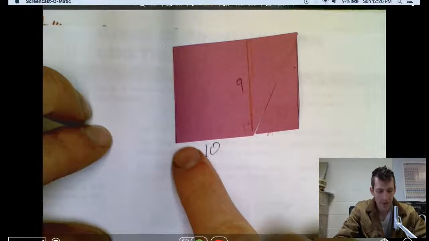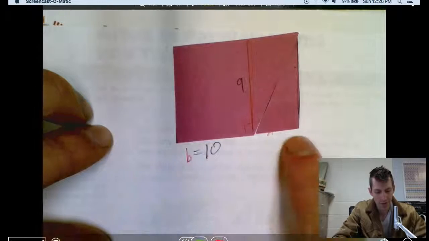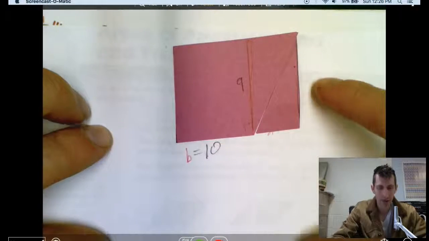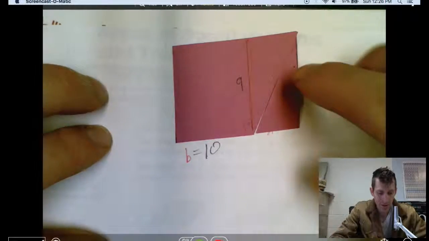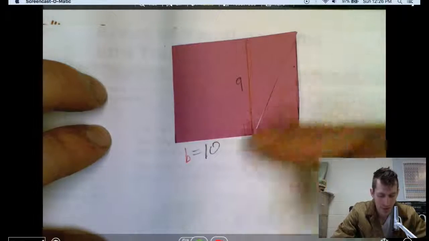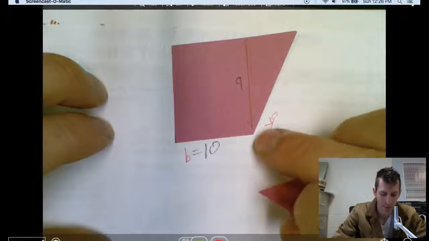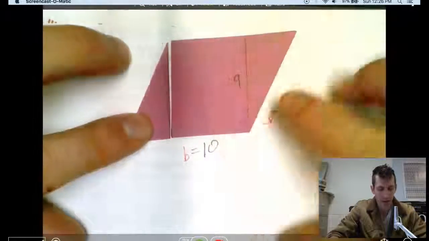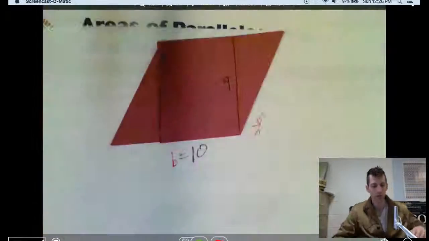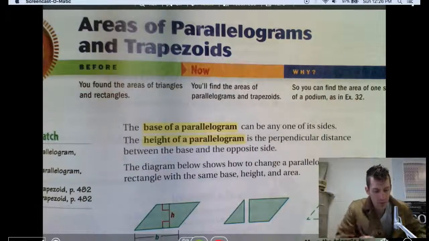And now, is this whole base 10? Yeah, because that was just over there. So this whole thing is 10. Is the height still 9? What shape is this now? It's a rectangle. So really, area of a parallelogram is just length times width. But the width is not some outside slant height like that. The width, we actually talk about it being the height. Base times height. It's perpendicular.